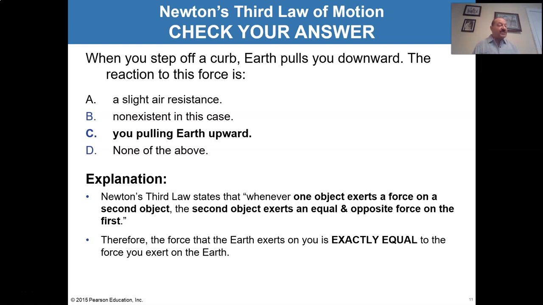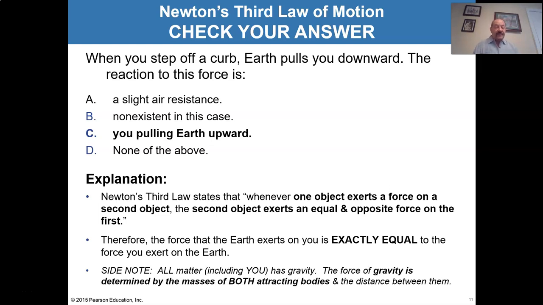So the two forces are exactly equal. Now, just to remind you, all matter, including you, has gravity, okay? All matter has gravity. You don't notice it because the gravity is dependent on the masses of both objects. So in the case of the gravitational force between you and the Earth, it's dependent not only on the Earth's mass, but also you. But the fact is you're so small compared to the Earth, it's not as important in the calculation, but it still is in the calculation.